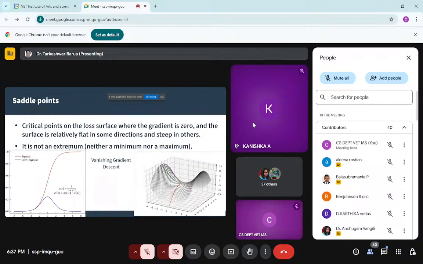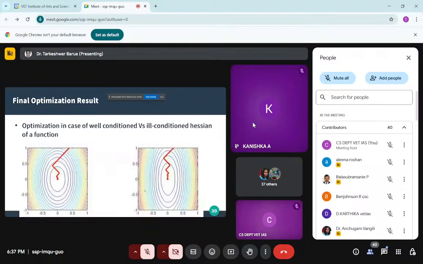So this is not an extremum. Extremum means neither minimum nor maximum. So the comparison between the two, you can see in the graph on the left-hand side: sigmoid versus derivative of sigmoid, where you can see the vanishing gradient comparison. Now, the final optimization results: how do the results look?